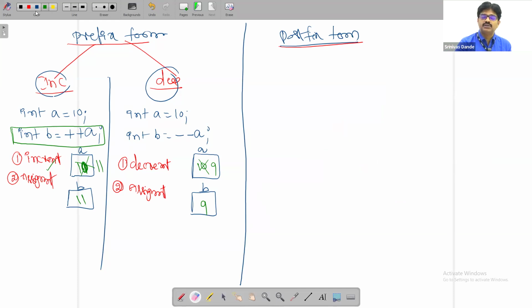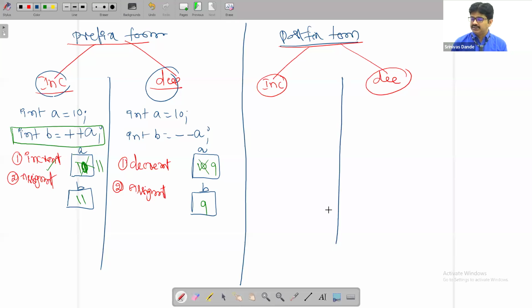Next, postfix also. Again we have increment that can be used in the postfix. Decrement also can be used in the postfix. So in this again, increment case.